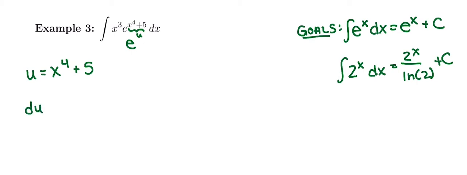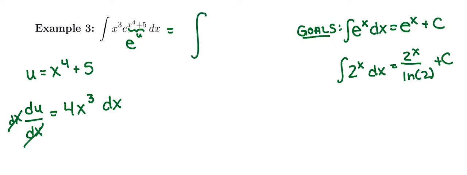And the derivative of that, du dx, derivative of x to the fourth is 4x cubed, derivative of 5 is 0. And then we'll just multiply by dx. So now we have our u and our du. And we're on to the toughest step. We need to figure out this substitution.